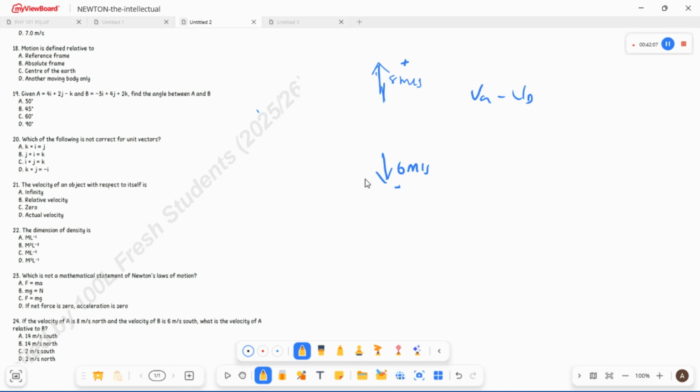So we have VA, which is 8, minus VB, which is minus 6, because we are saying this one is going to take negative, right? 8 minus minus 6, which is plus 6, that's 14. So now which direction? Because we already said north is positive, and because this 14 is positive, that means it's going to be 14 meters per second north. Very, very simple, and that is option B.